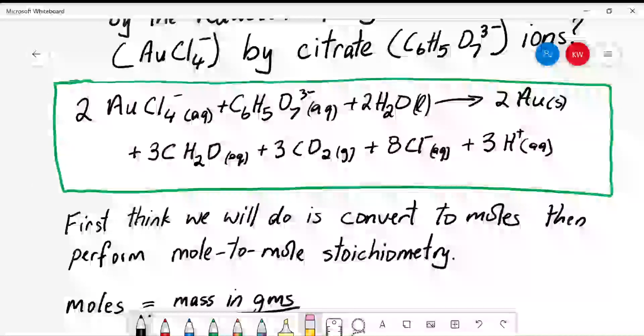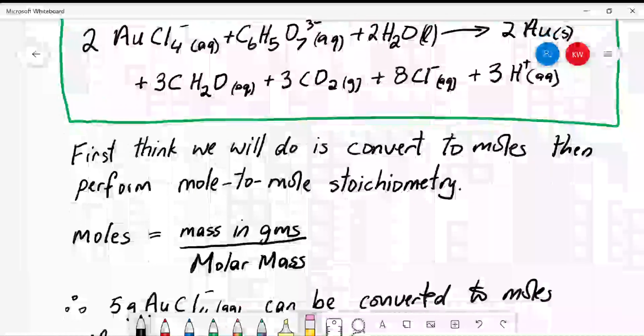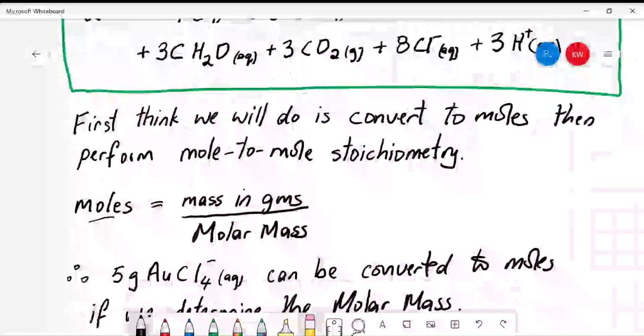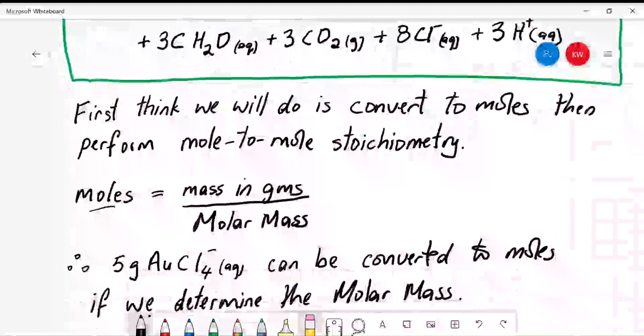First thing we need to do is to convert to moles. Then we're going to perform the mole to mole stoichiometry. We know that moles is equal to mass in grams over molar mass. That's something we should have been aware of. If not, you need to commit this to memory. Number of moles is equal to mass in grams over molar mass. So we have 5 grams of tetrachloride.